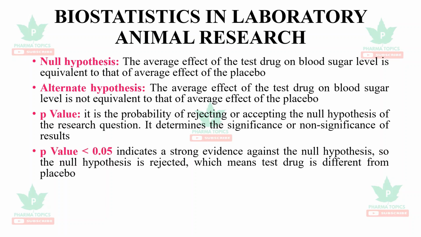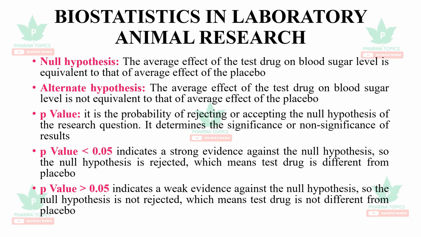P-value less than 0.05 indicates strong evidence against the null hypothesis. So the null hypothesis is rejected, which means the test drug is different from placebo. P-value greater than 0.05 indicates weak evidence against the null hypothesis. So the null hypothesis is not rejected, which means the test drug is not different from the placebo.